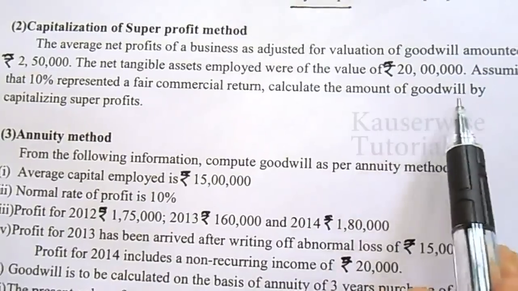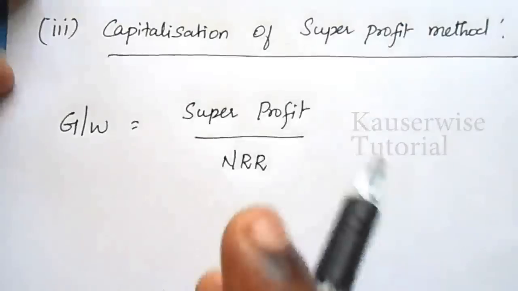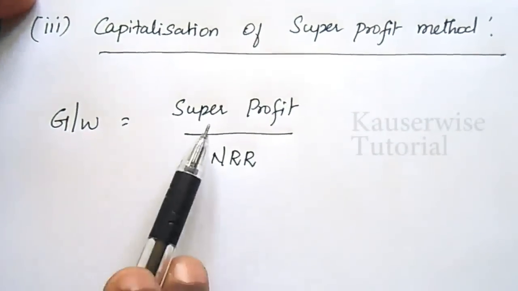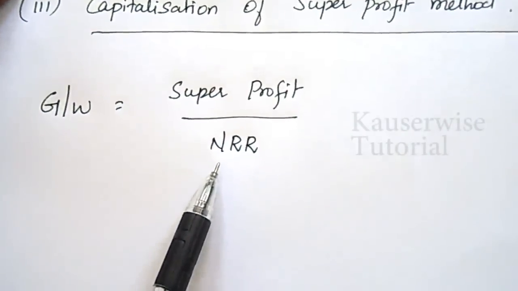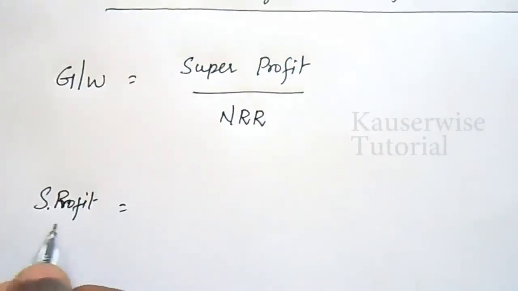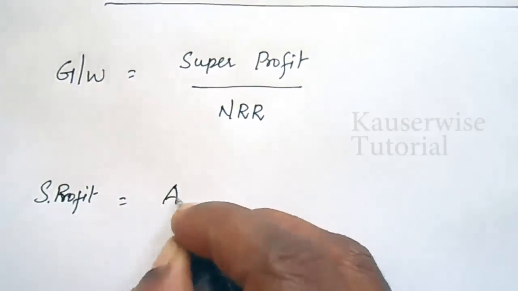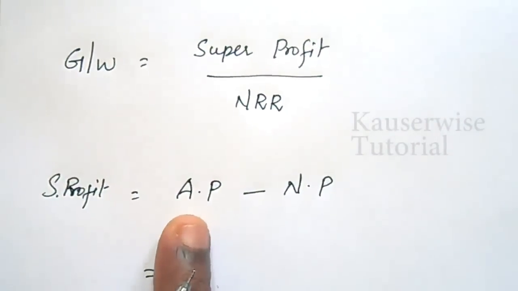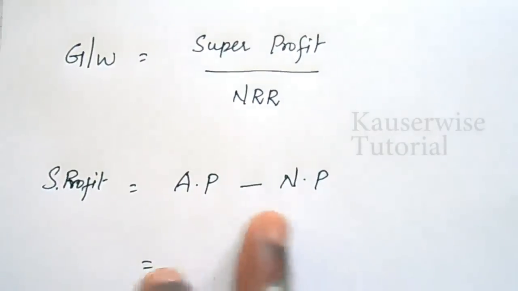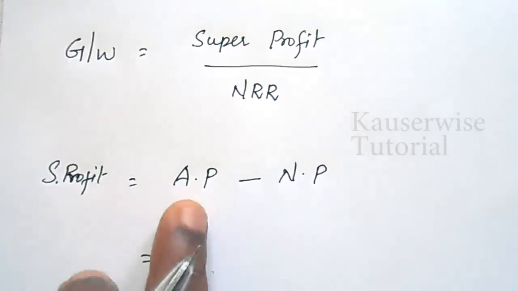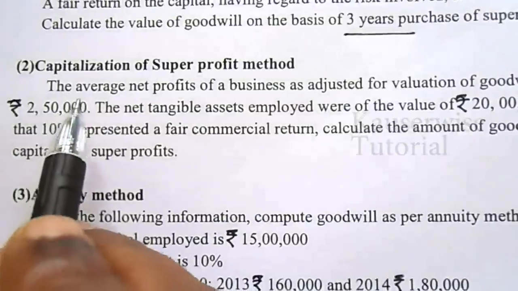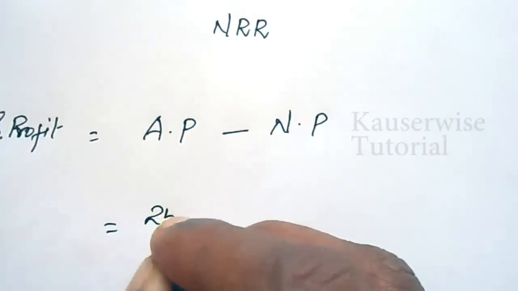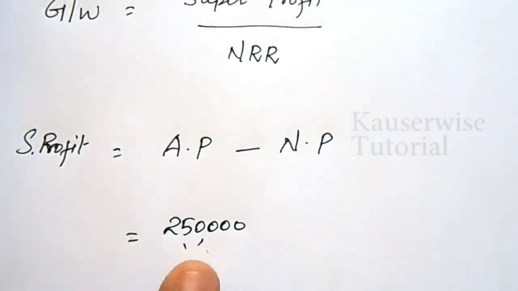See, calculate the amount of goodwill by capitalizing super profit. Capitalization of super profit method. So according to this method, the goodwill formula is super profit divided by NRR. So first we need to find the super profit. So what is the formula for super profit? Average profit minus normal profit. We need to find average profit and normal profit. Then the difference between these two is called super profit. So average profit is given in the problem. How much? See, the average net profit of the business is 2,50,000. So average profit is given in the problem itself.